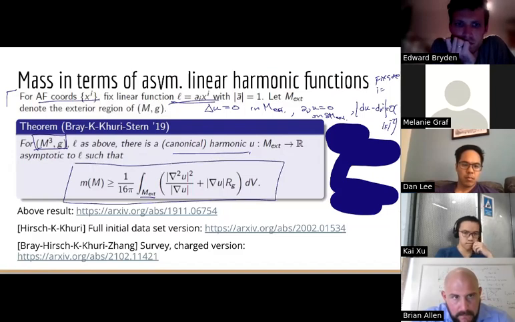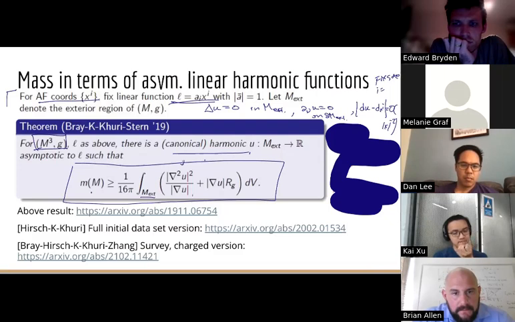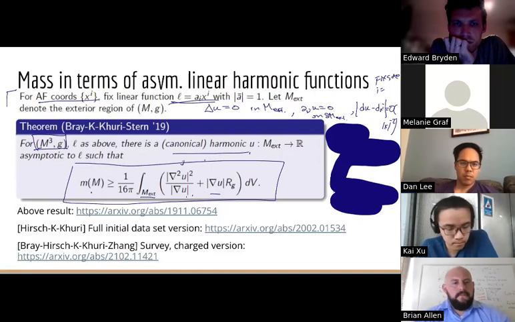Well, it's not a formula, it's an inequality, but the mass of the manifold is bounded from below by this expression. It's a little bit strange, but it's an integral over the bulk of the manifold, the whole exterior region: you have the Hessian of the function, norm squared, divided by the norm of the gradient, and then plus the norm of the gradient of u times scalar curvature. That's the mass formula.